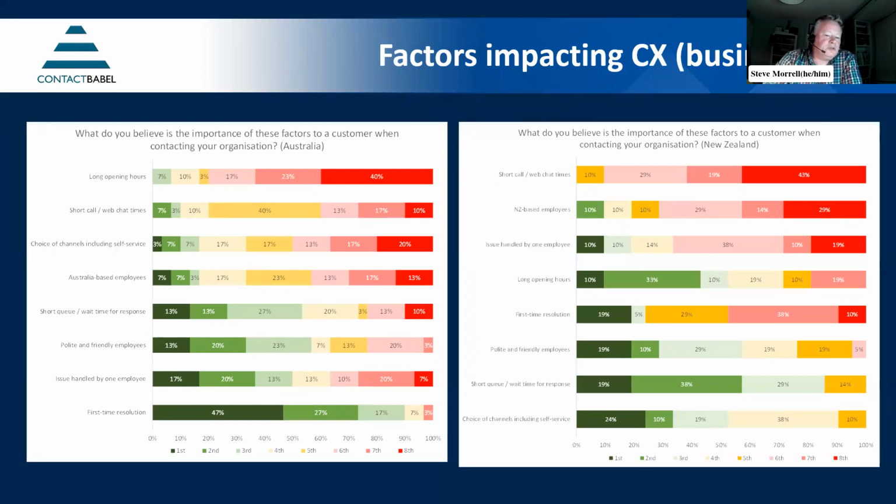New Zealand businesses also agree that having a short queue time, polite and friendly employees, they're important, absolutely. But they also thought that having longer opening hours and the choice of channels was far more important than first contact resolution, which was something which I had to say did make me go back and check my data, but it was right.